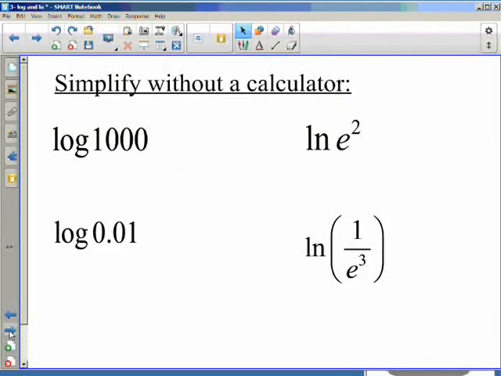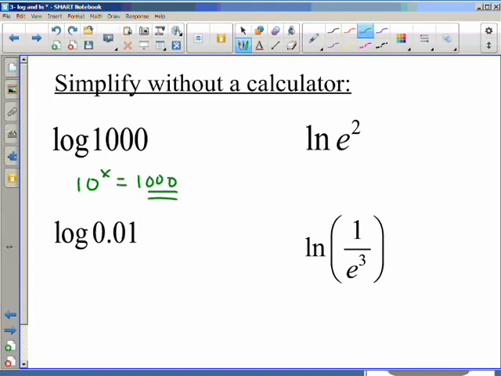All right, simplify without a calculator. What we're basically looking at here is considering it like an exponent. What we're saying is 10 to what power equals 1,000. And the answer, with 3 zeros, is going to be 3, 10 to the third.